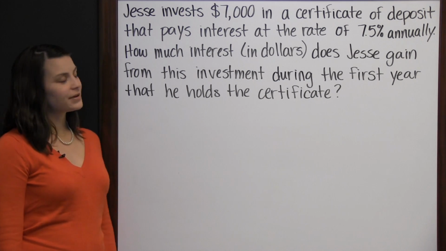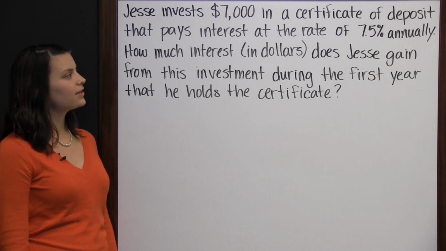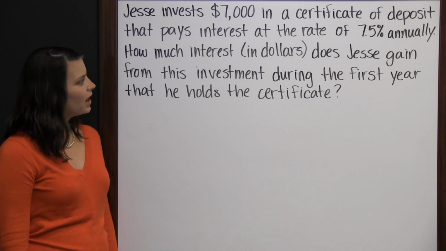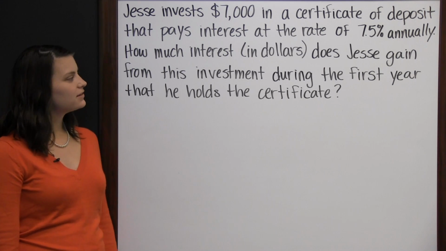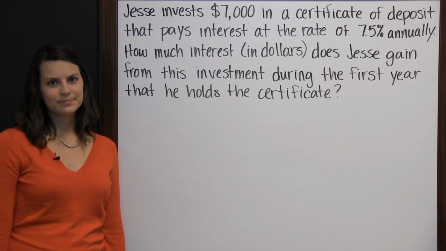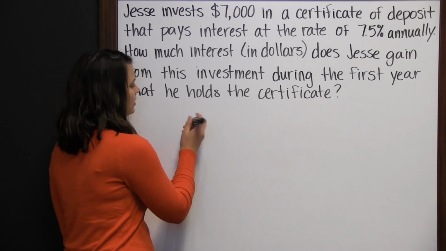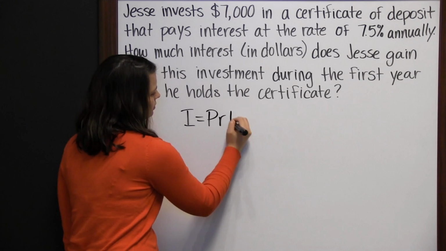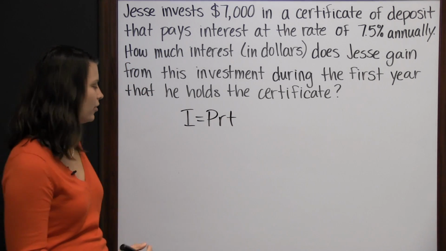Jesse invests $7,000 in a certificate of deposit that pays interest at the rate of 7.5% annually. How much interest in dollars does Jesse gain from this investment during the first year that he holds the certificate? This is a great problem to use this formula on. Some people call it I-PRT, just as a way to remember it.